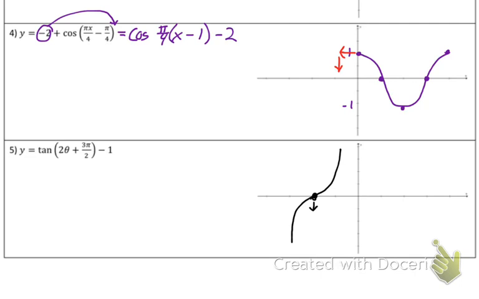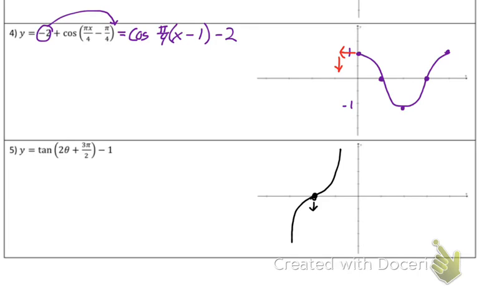Is that better? I couldn't figure out how to factor out the pi over 4. Oh, the pi over 4. Always divide, right? I'm just dividing pi over 4 divided by pi over 4, which equals 1. All right, other questions?